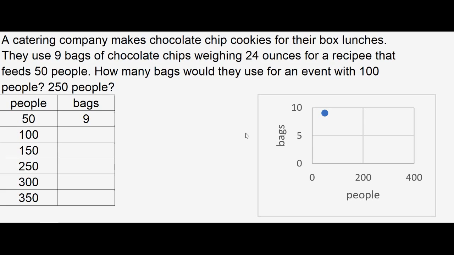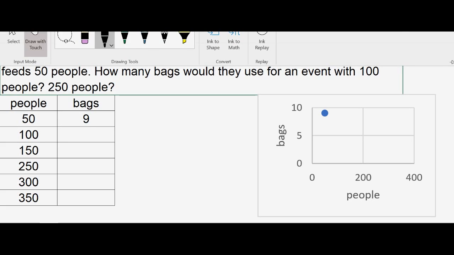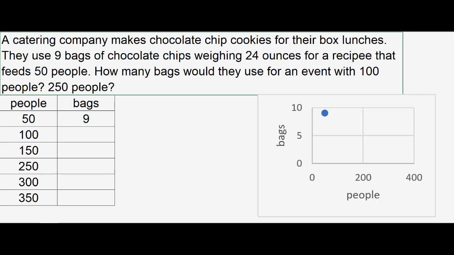All right. Most people intuitively are going to say, well, for 100 people, you need twice as much. And from there, you can kind of solve the rest of the problems. I'm hoping that some of you noticed that you could do this with a proportion. And actually, whether you write the proportion or not, you may not realize you're using proportions in your mind, but you really are.